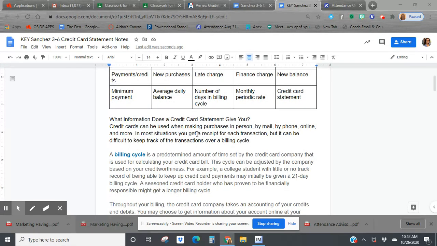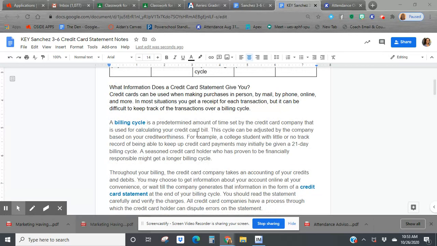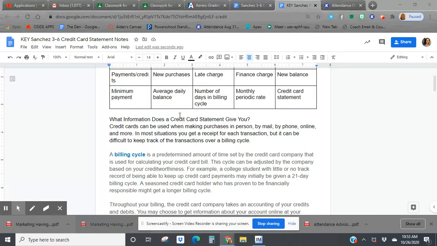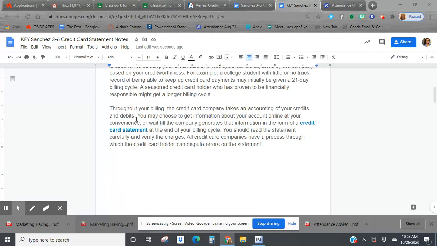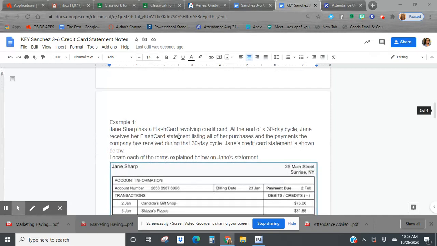Credit cards can be used when making purchases in person, by mail, by phone, online, and more. In most situations, you get a receipt for the transaction, but it can be difficult to keep track. So credit card statements will give you all of this information on them, and a billing cycle is a predetermined amount of time, usually 30 days or 31 days, by the month for each. And then throughout your billing, the credit card company takes an accounting of your credits and debits. You may choose to get information about your account online, or you can get a paper credit card statement at the end of each billing cycle.